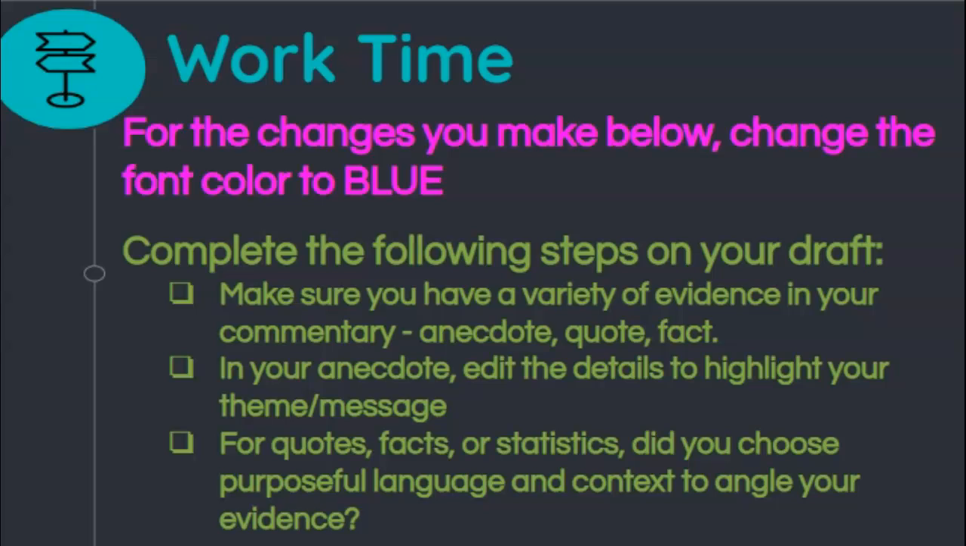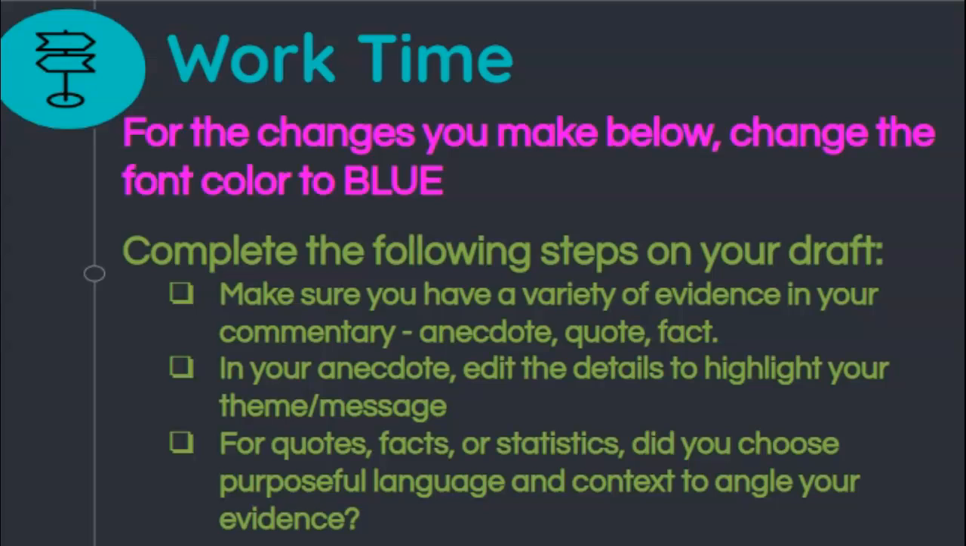Okay. So first, make sure you have that variety of evidence that is balanced between, hey, I have just enough evidence and I've got some anecdotes, I've got a quote, a fact, or a statistic in there, and that you have those different types. Then go back to where you're using your anecdote and figure out, how do I take those details to really highlight my theme or message? How do I speed it up or slow it down? How do I pull out those sensory details so that my reader's like, yes, I'm so compassionate about this part that's related to my theme or message.